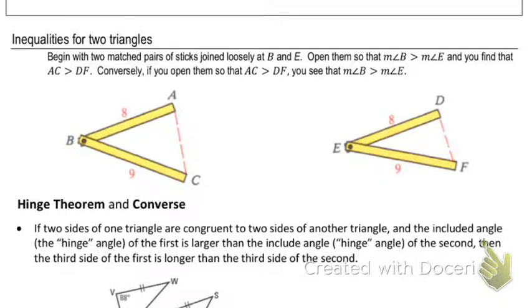So if I asked you which side is bigger than which, and I gave you this one and that one, you'd say the second one would have a bigger third side, right? Just by looking at it. Well, that's what we're doing. That's exactly what this hinge theorem is saying.